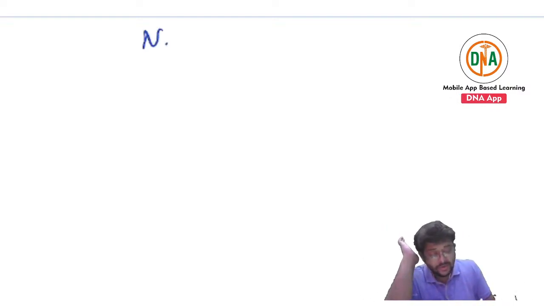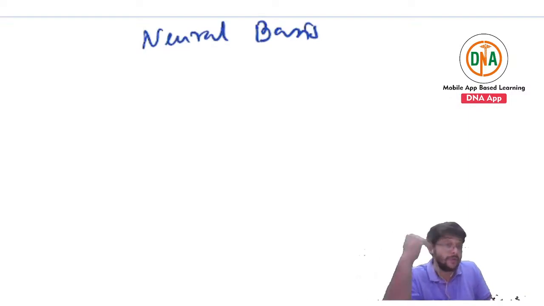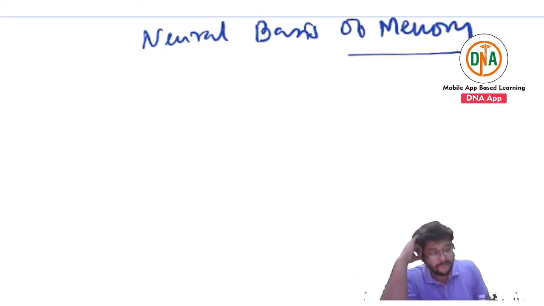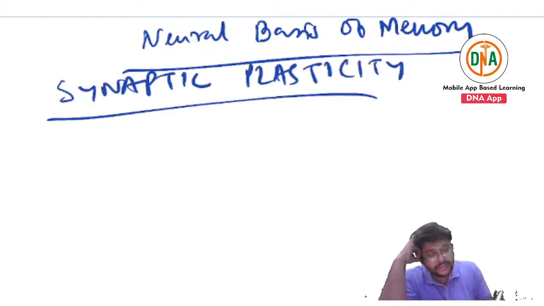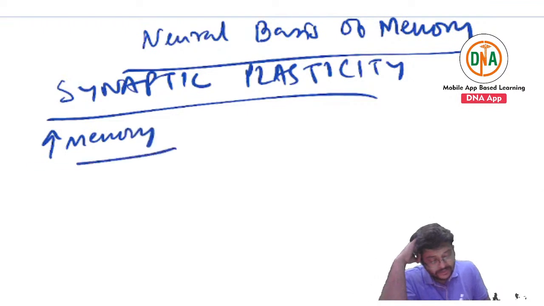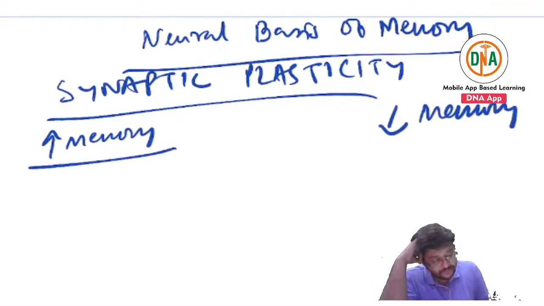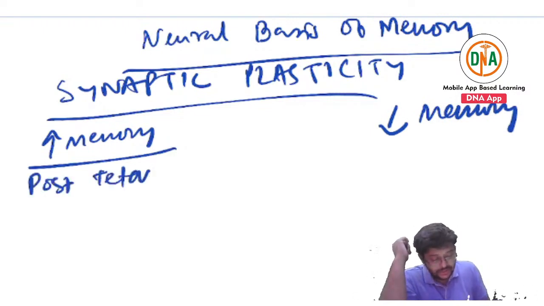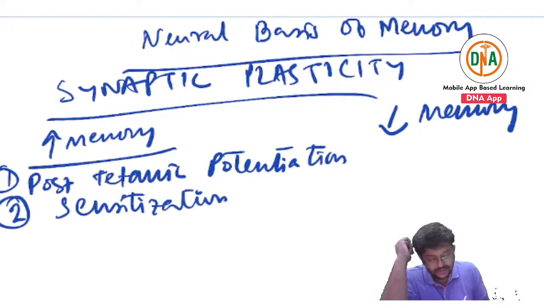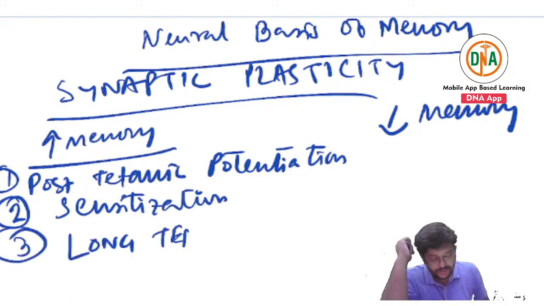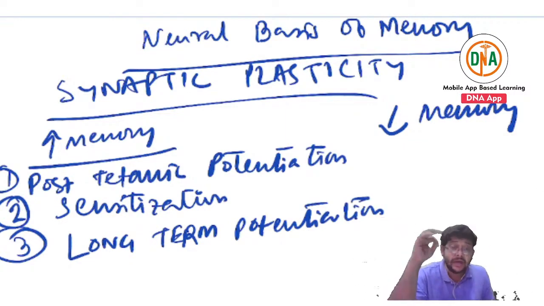So today, the last thing, this is the neural basis of memory. I will explain it in the beginning of the next class. The basis of memory is synaptic plasticity. Basically, there are three ways by which synaptic plasticity helps increase memory, and two ways by which it decreases memory. Number one is post-tetanic potentiation. Number two is sensitization. And number three is long-term potentiation. These are the ways by which synaptic plasticity is increased and memory is increased.